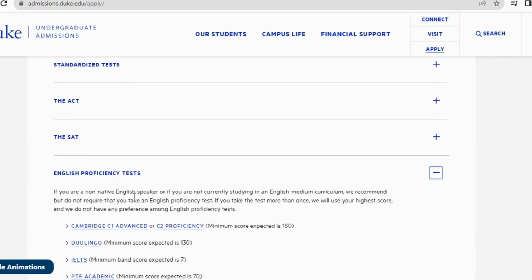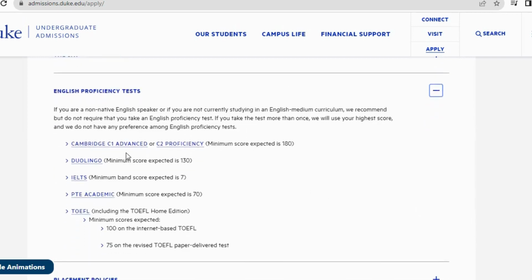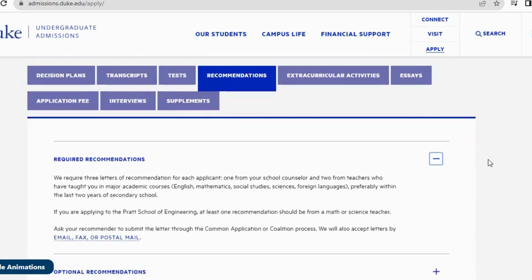If you're a non-native English speaker or you're not currently studying in an English medium curriculum, we recommend but do not require that you take an English proficiency test. If you take this test more than once, we will use your higher score, and we do not have any preference among English proficiency tests. All right, so here are the tests that will be required of you. So under the recommendation, this is what they require from you.